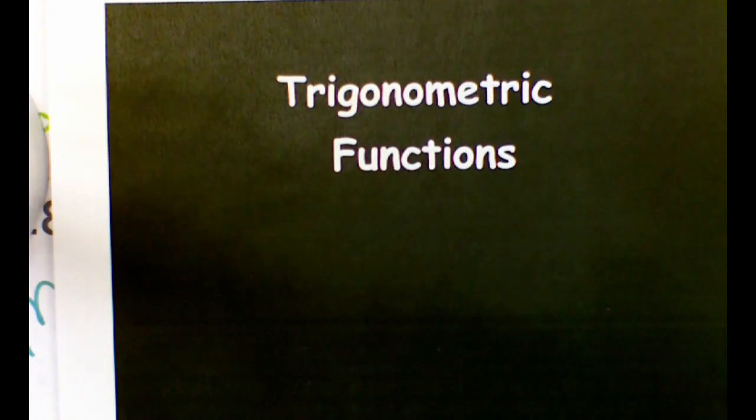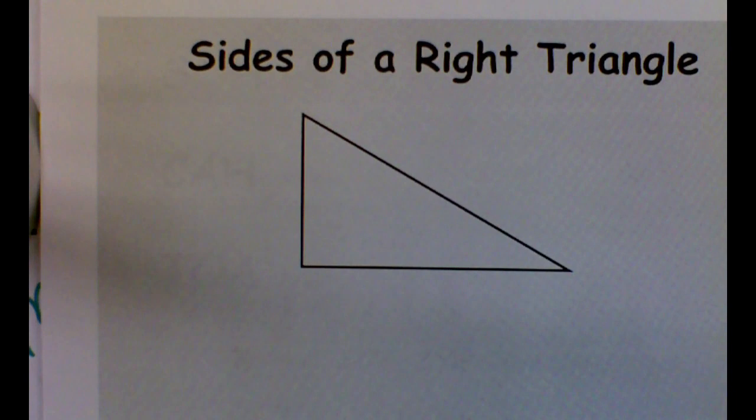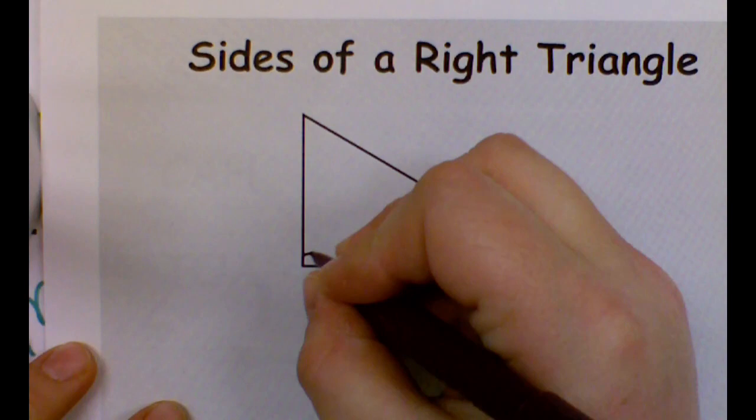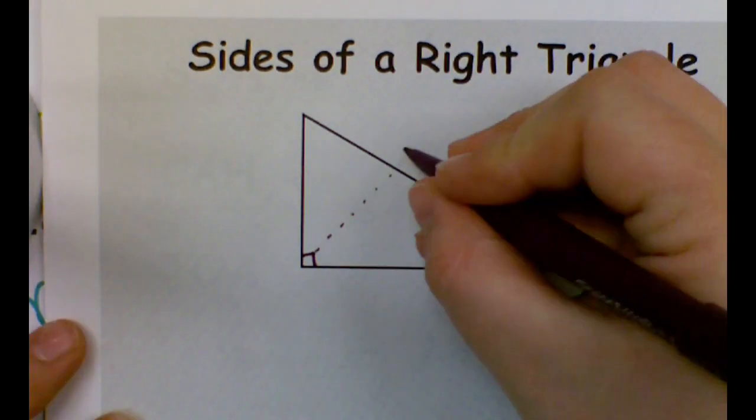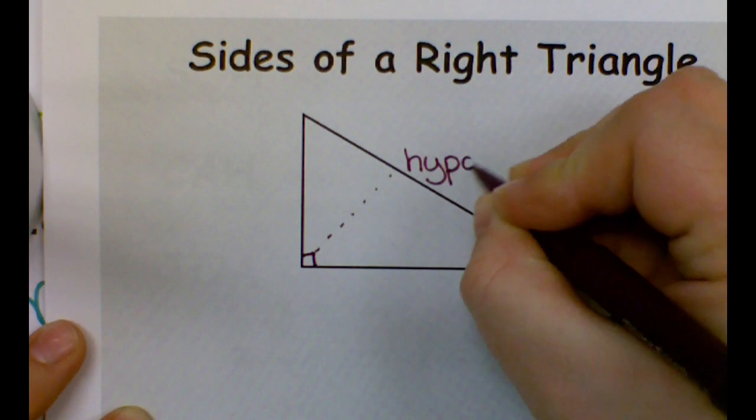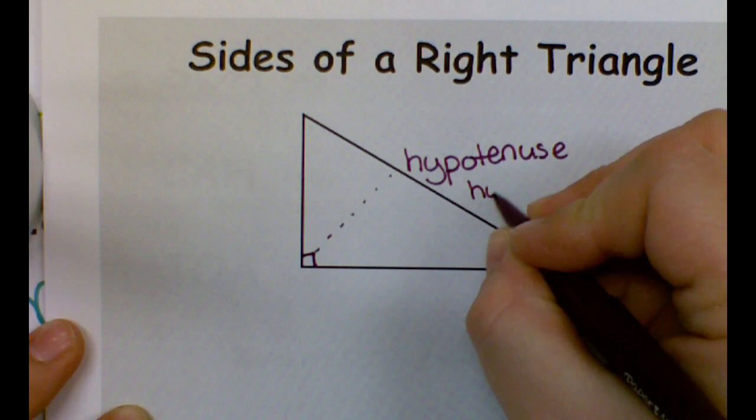All right, so that brings us to the actual trig functions. And in the trig functions, we label our sides of the triangle a tiny bit differently. We'll always have the right angle, and across from the right angle is still called the hypotenuse. I shorten it down to HYP.